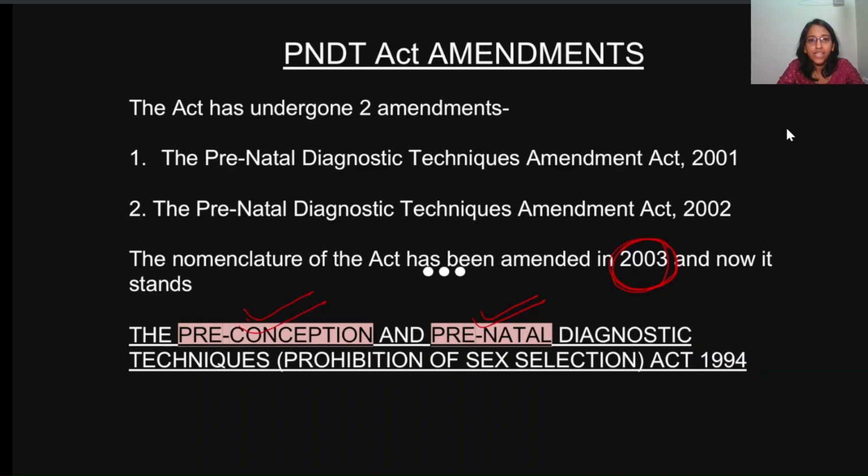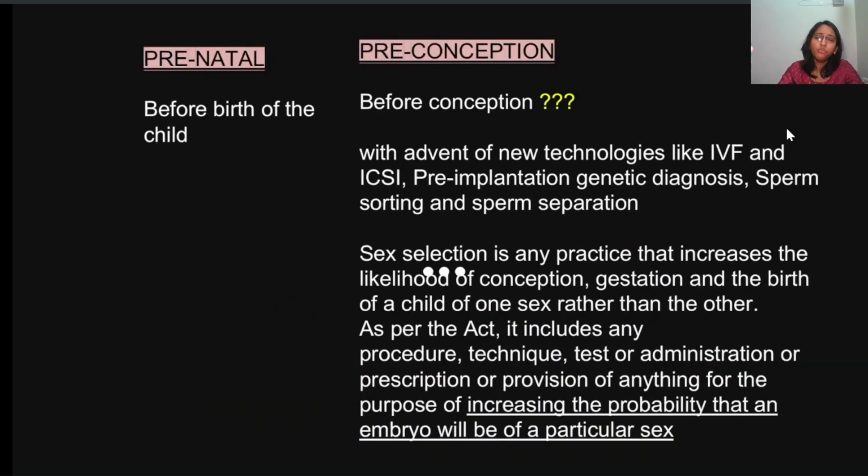So, the Prohibition of Sex Selection Act 1994. We all know that prenatal means before the birth of the child. So whatever ultrasound and other tests we do, that is prenatal. So before the birth we can determine the sex of the child, and we should not determine the sex of the child. But what does the word preconception mean? Before conceiving itself, can we determine the sex of the child? So this act brings the term preconception into its name.